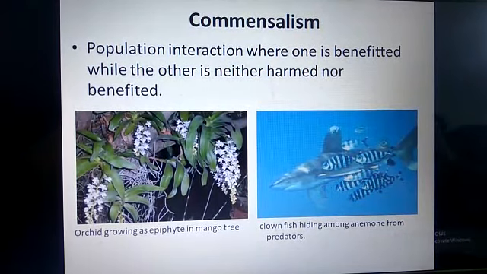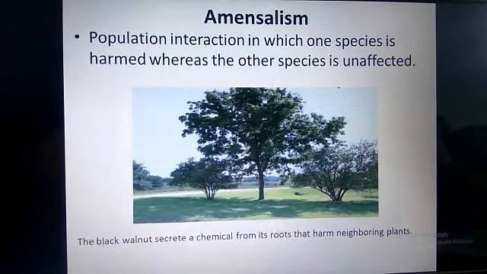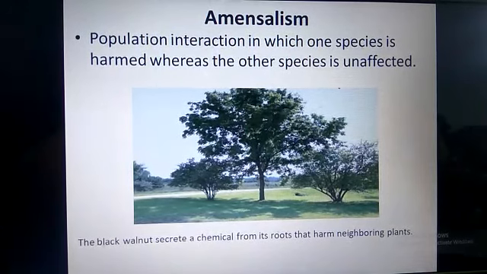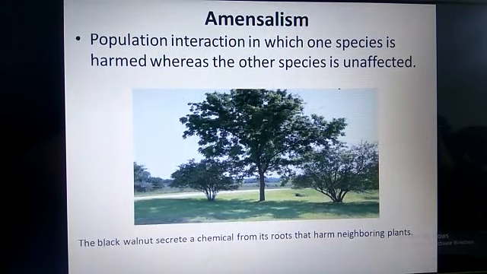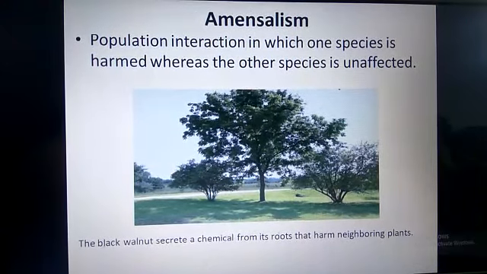Another one is amensalism. Amensalism is a kind of population interaction where one species is harmed, whereas the other species is unaffected. Yes, one species is harmed and the other remains unaffected. An example is the black walnut tree, which secretes a chemical from its roots, and this chemical harms the neighboring plants. So here the neighboring plants are harmed, but the black walnut tree remains unaffected.